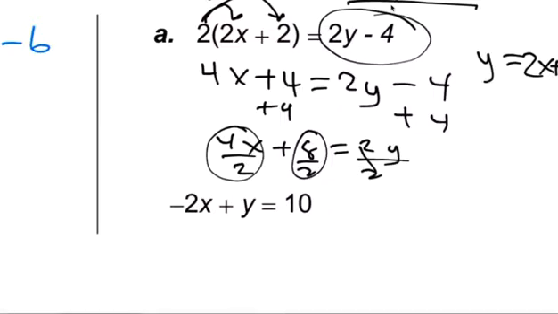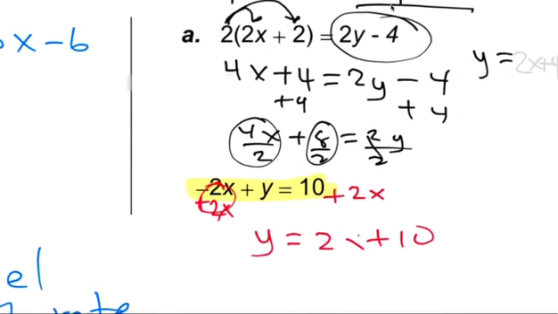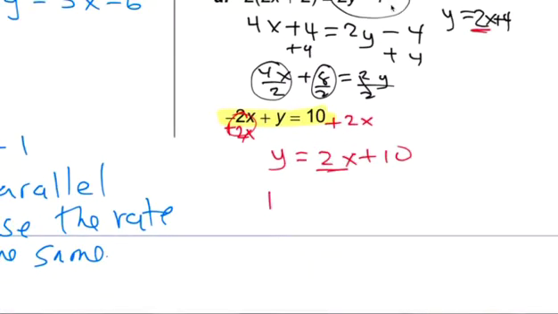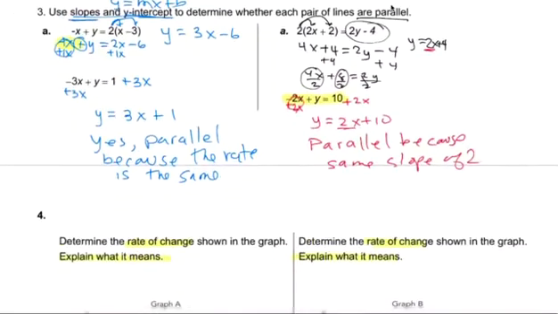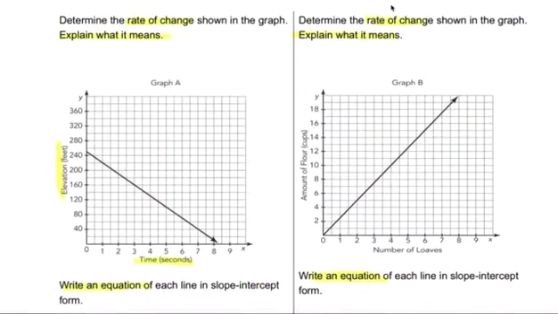And to solve this one here, the negative 2x is in the wrong spot. Y equals 2x plus 10. Are these parallel? Yes, they are parallel. The slopes are the same. They're parallel lines. If you graph them, they're going to be parallel because of the same slope of 2. Okay? Number 4 here.